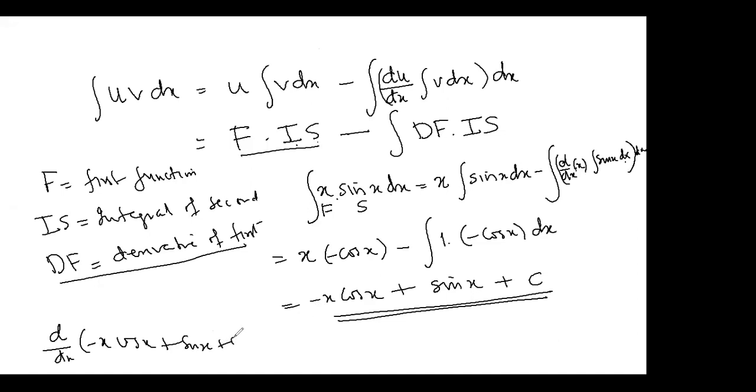Sin x plus c. Naturally, I have to apply the product rule. So minus x into the derivative of cos x, that becomes minus sin x, plus cos x into the derivative of minus x, so minus 1, plus the derivative of sin x. And the derivative of a constant is 0, so I have not written it. The derivative of sin x is cos x. So this and this will get cancelled, and you will end up with x sin x as the answer.